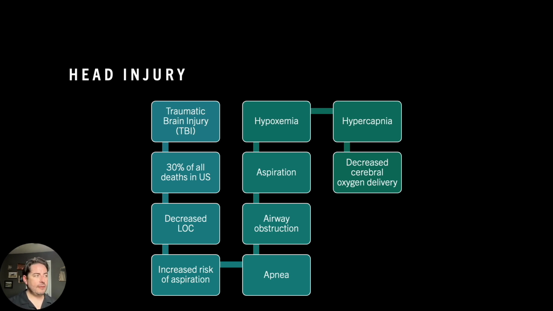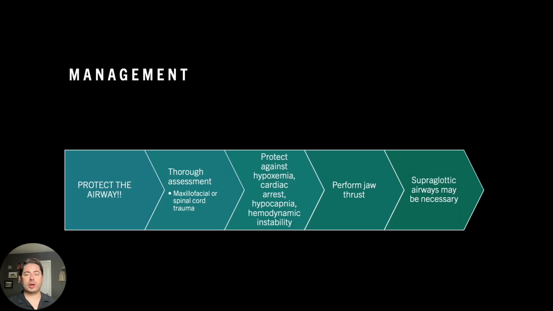So when we have these aspiration events and apnea, this leads to hypoxemia and hypercapnia, which further compromise cerebral brain injuries. When you decrease the amount of oxygen that's being delivered to the brain, your risk of the cerebral injury goes up as well. For these patients, we are going to protect their airway. That is the highest level of order when we get these head injury patients.